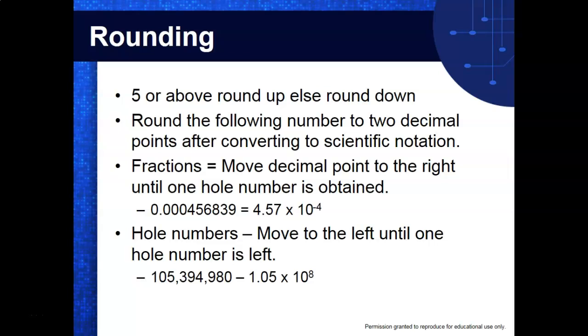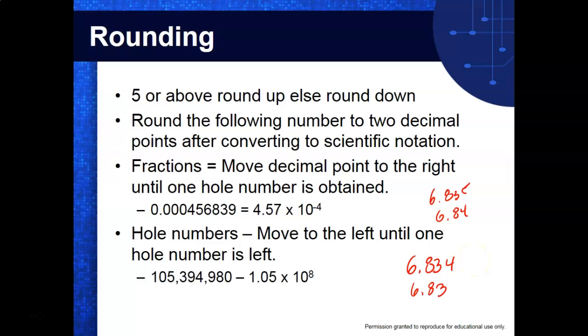So 5 or above rounds up. If it's not 5 or above, you're going to round down. Everybody understand? So if I had 6.834 and we round that to 2 decimal points, it'd be 6.83. If we had 6.835, then that would round to 6.84, right? Everybody okay?